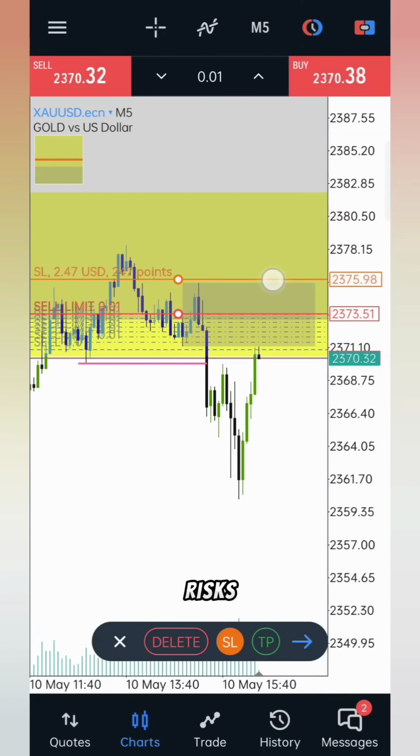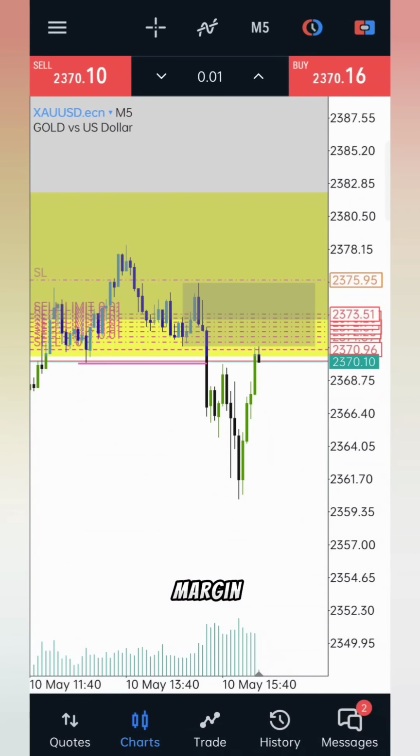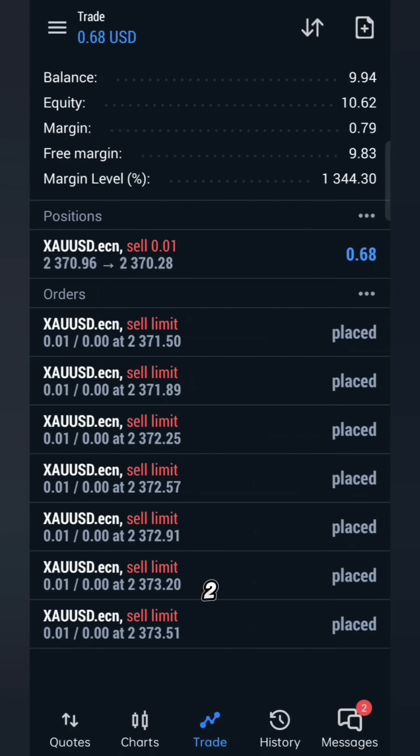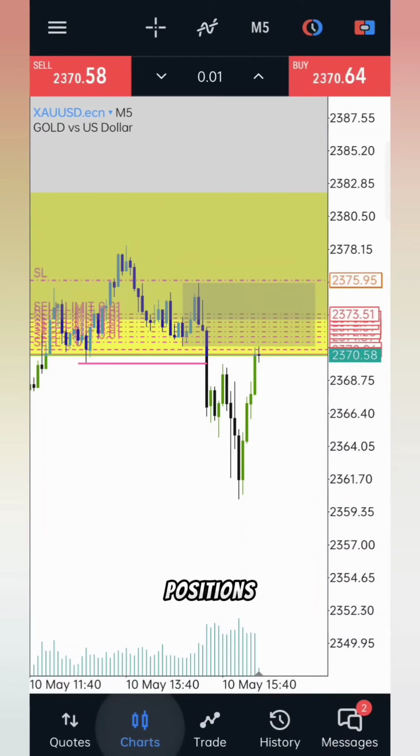Guys, don't take risks as I do. I am a full margin trader, and I always take 100% risk of my account balance. However, you should not take more than a 2 to 5% risk. So, here are all my open and pending positions.